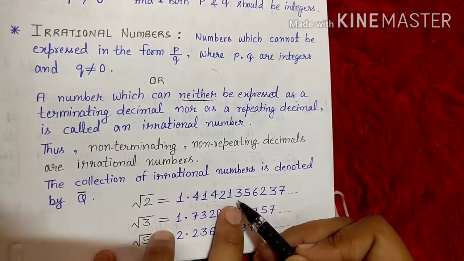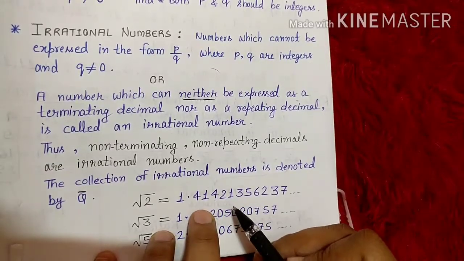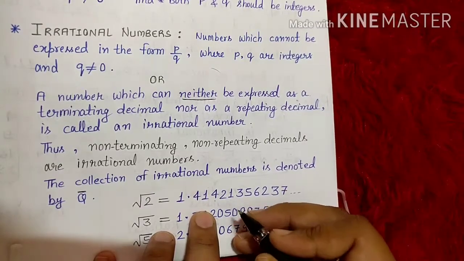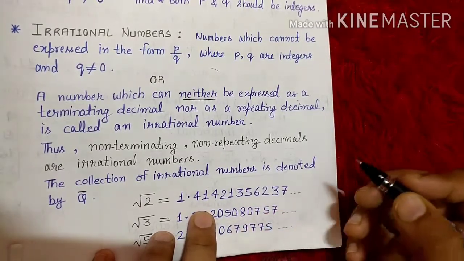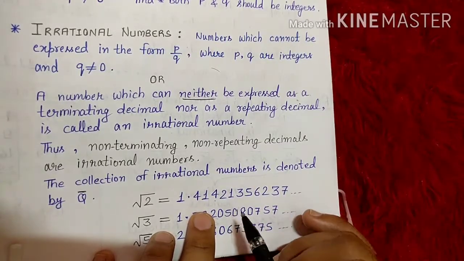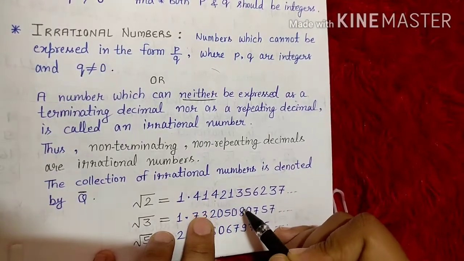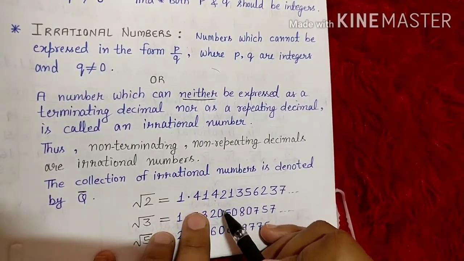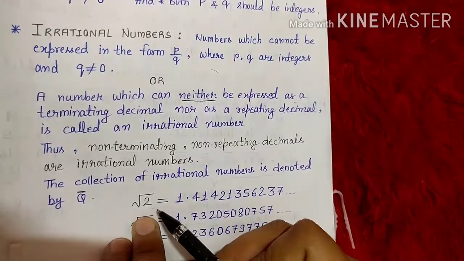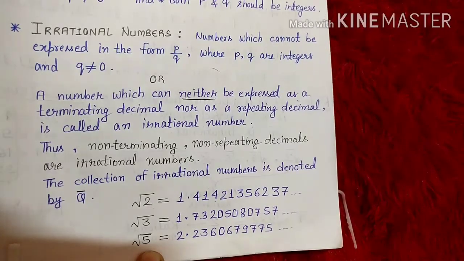here 4, 2 comes, then 1, then 3, then 5, then 6, then 2, then 3, then 7. So there is no digit, or no set of digits, which is repeating itself continuously. So we can say that it is neither terminating nor repeating. This type of number, which is non-terminating and non-repeating, is called an irrational number. So root 2 is an irrational number, root 3 is an irrational number, root 5 is an irrational number.